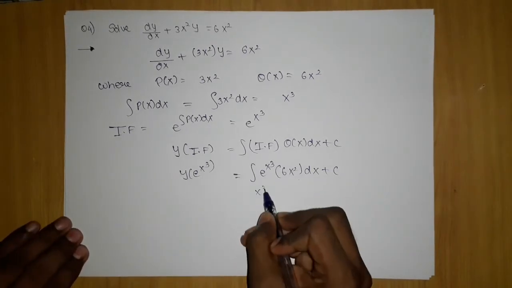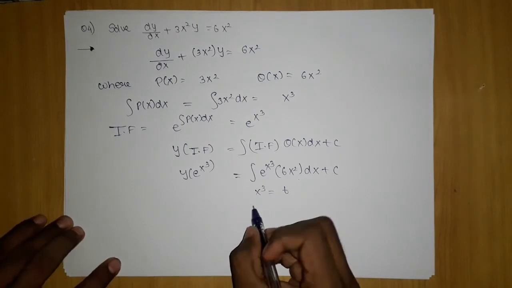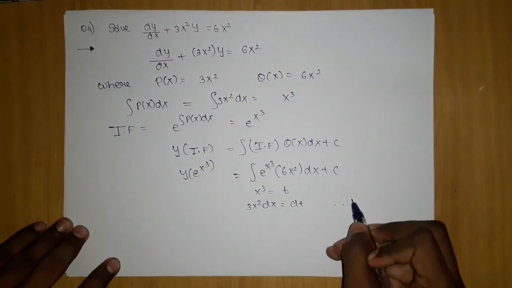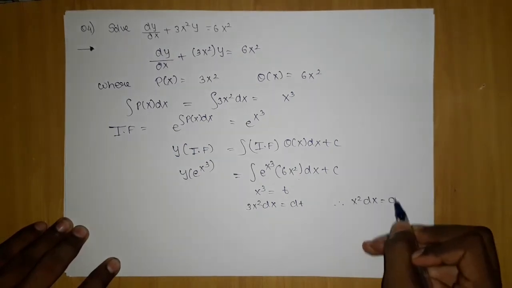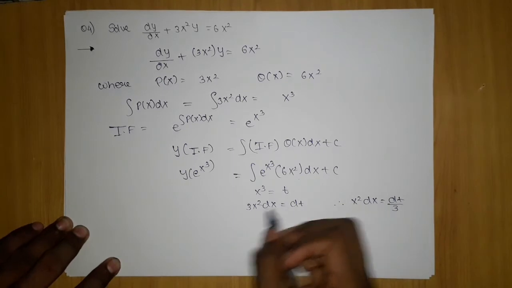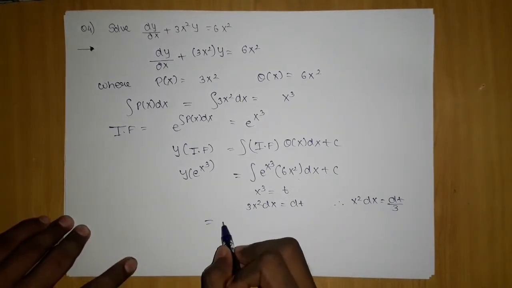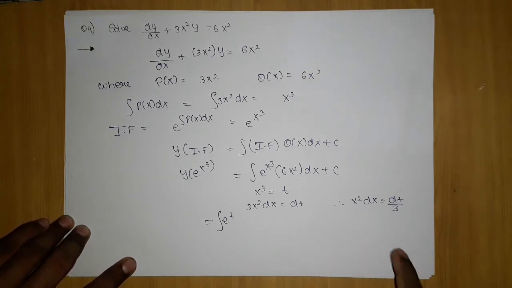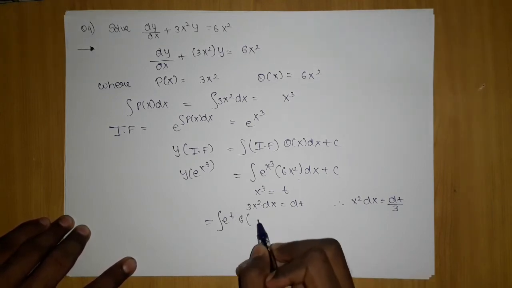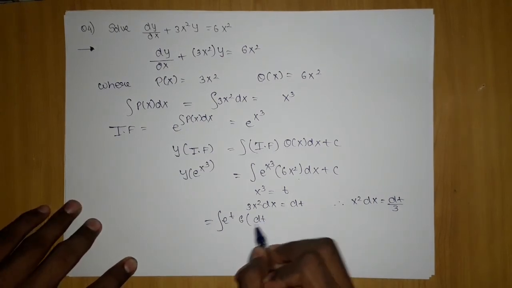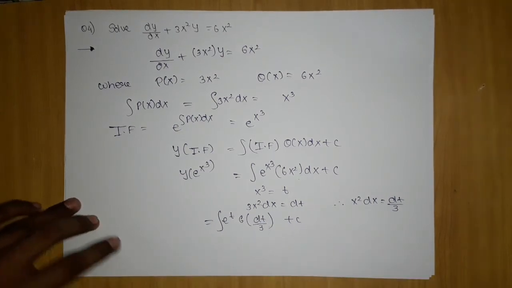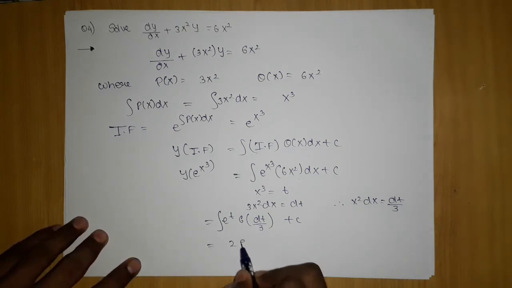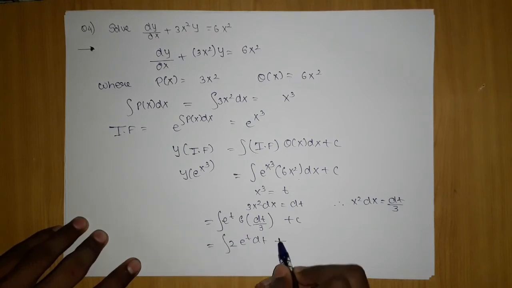If you take x cube equals to t, you can make out this is nothing but 3x square dx equals to dt. So you can substitute x square dx as dt by 3. The moment you substitute here, I will do it in steps, each and every step. e to the power t, x square dx we can write as dt by 3, and here 6 is there, so they will cancel out, and what we are going to get is nothing but 2 e to the power t dt bracket plus c.